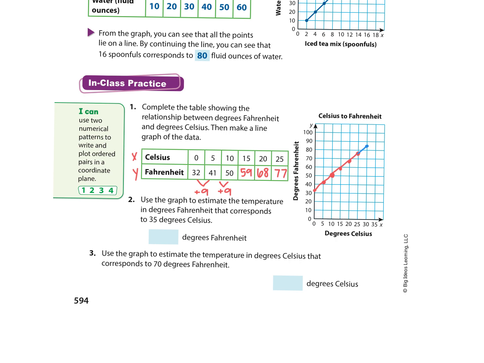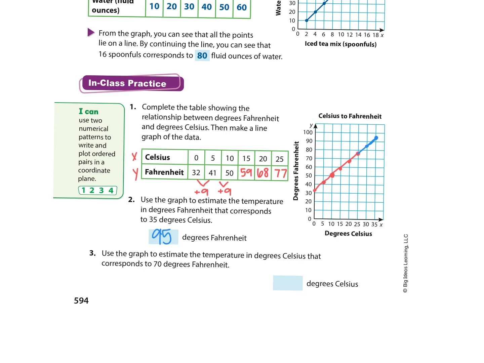But I'm trying to get to 35 degrees Celsius. So I need to do one more step, and I need to add 9 to 86, which gives me 95. So my last point is going to end up at 95 degrees Fahrenheit when it is 35 degrees Celsius.